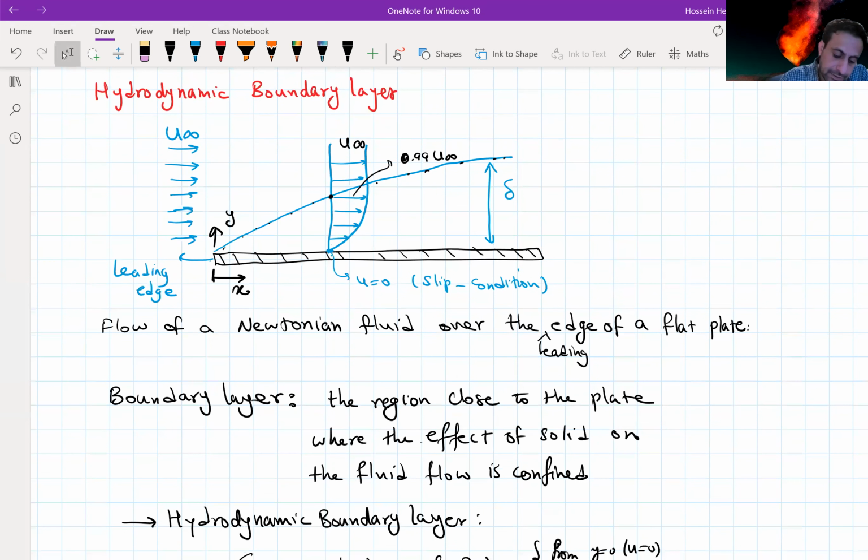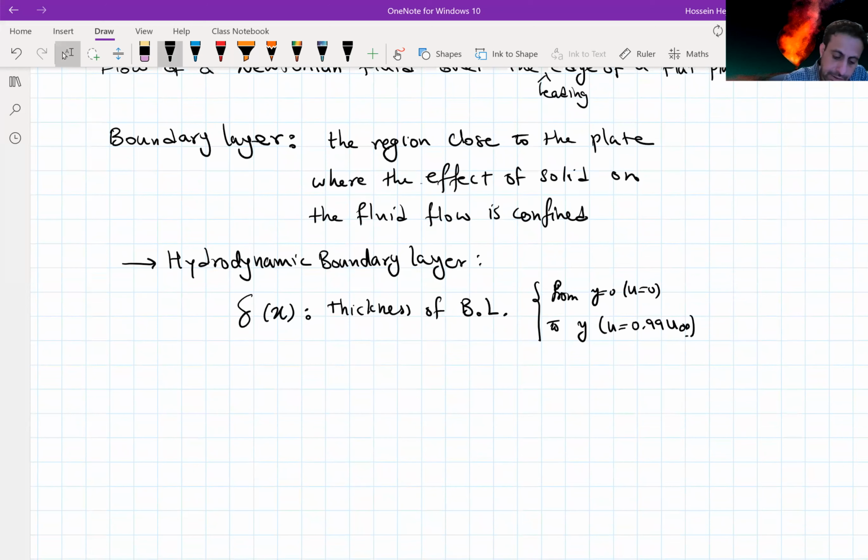Another property that we define here is the wall stress. If I take this velocity distribution and find the slope, this slope is going to be du over dy, and from there we can define the shear stress tau s, which is mu du/dy at y equal to 0.